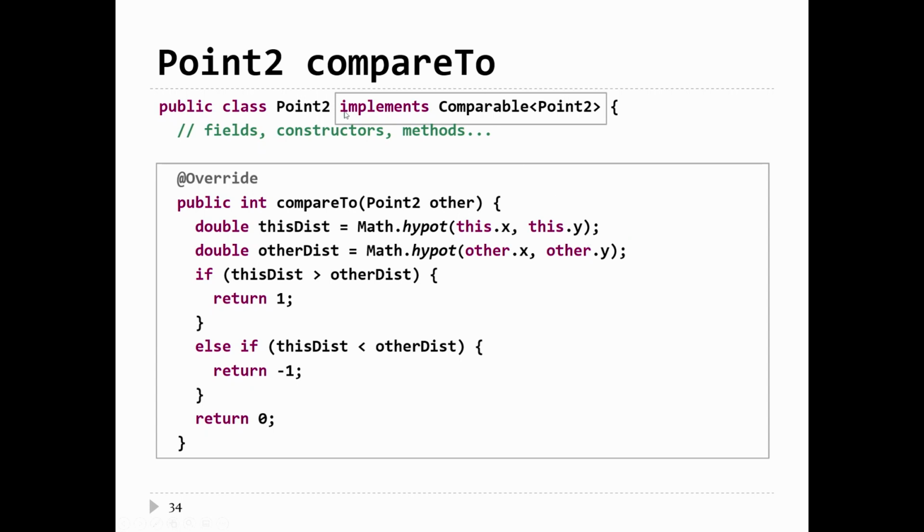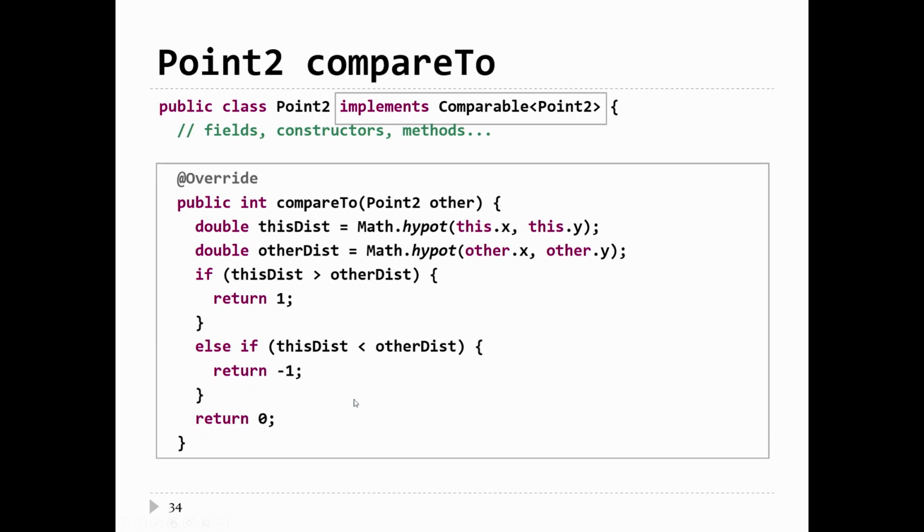Now remember, when you implement the comparable interface, you have to say that you implement the comparable interface. So you have to write implements Comparable, and then you have to specify the type of thing that you want to compare to. So in the Point2 class, we're comparing to other Point2 objects, so that's why that's Point2 there. Then you implement the compareTo method. The compareTo method always has the same signature. It's public int compareTo, and then the type of the object that you're comparing to. And so compute the distance using hypot, which is the hypotenuse function, and then compare the distances.